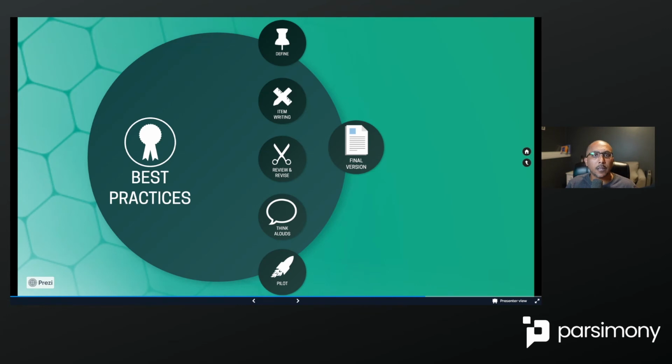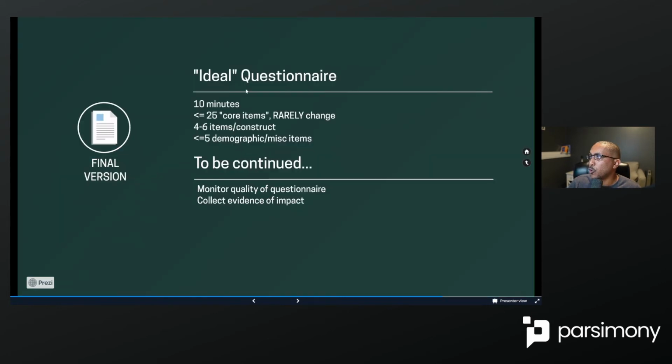Now, when you're all said and done and you have this survey and you've gone through this entire process and you're pretty confident that it's doing what you want it to do, you should have something that looks somewhat like this. Now, these are just rules of thumb because it'll depend on the survey that you're using, the population you're administering it to, and a variety of other factors. But you want a short survey.